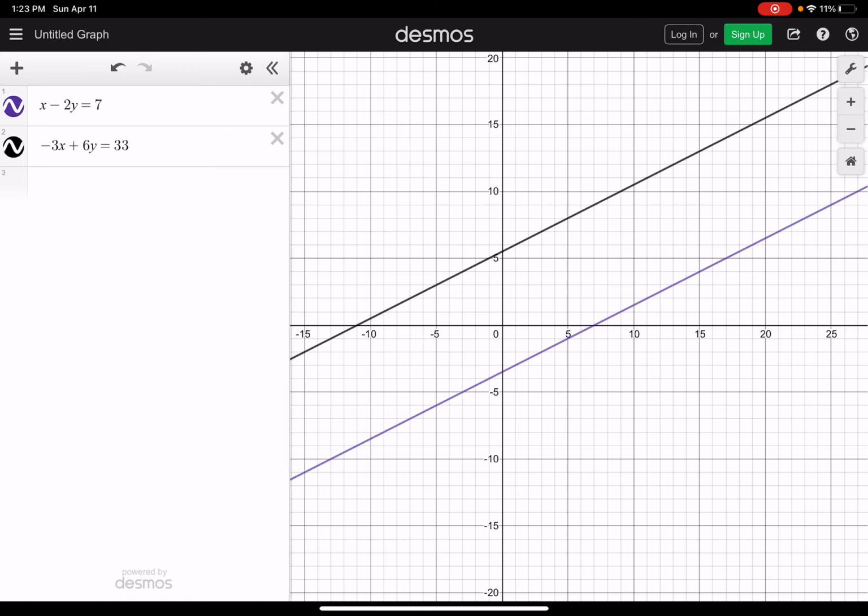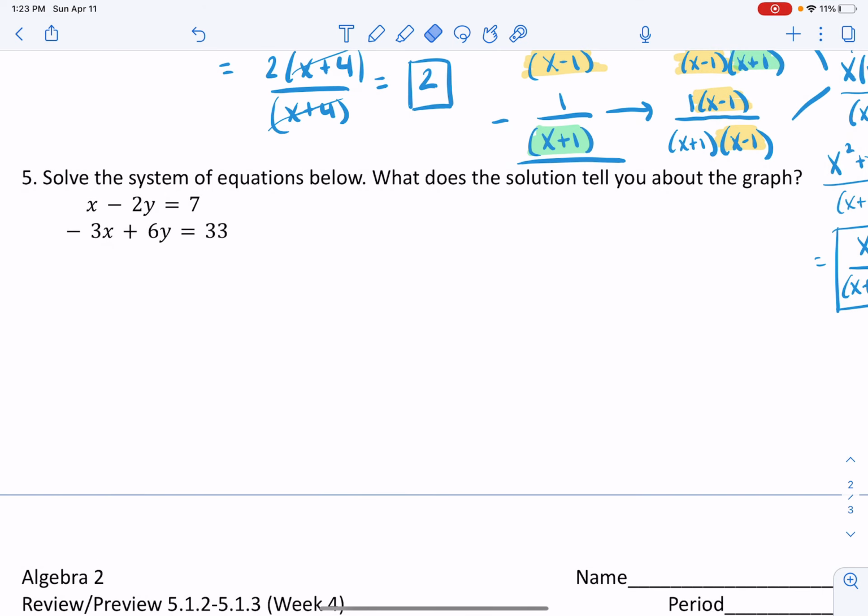So it says solve the system. Because I solved this by graphing, I can see that they don't intersect. So that tells me that the graphs are parallel and do not intersect. To solve a system of equations, they need to intersect. So since these don't, that means that there's no solutions.